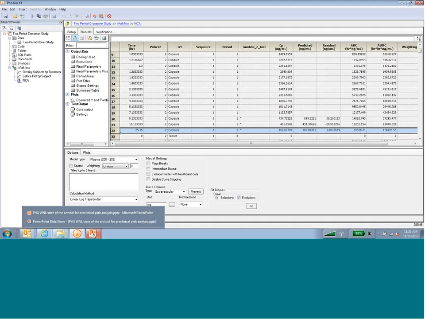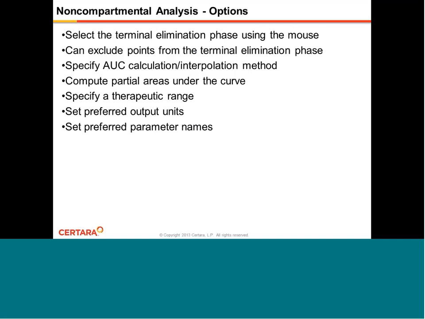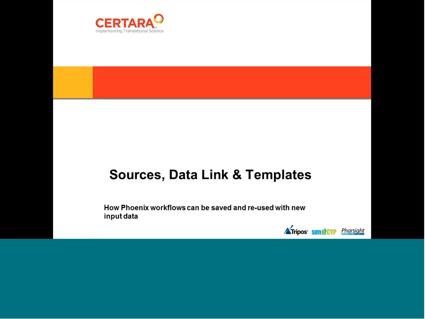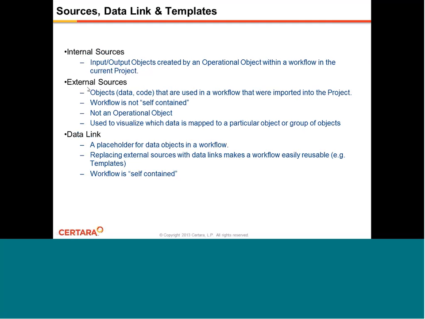So I did a fair amount of work in setting up this NCA. I'm going to very briefly talk about the concept of templates. So templates are designed for you to set up standard ways of doing analysis without having to repeat all of the menu options every time you run it. Okay, so the sources typically refer to the input data. The internal source is something that Phoenix produced internally in the project, where the external source is, for example, the CSV file that I imported.